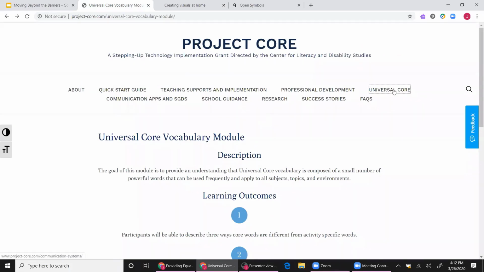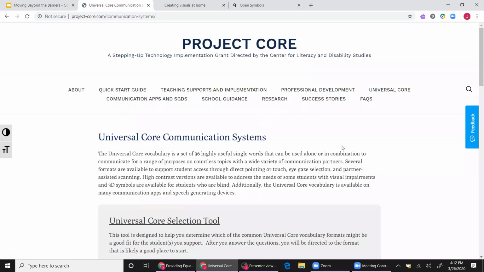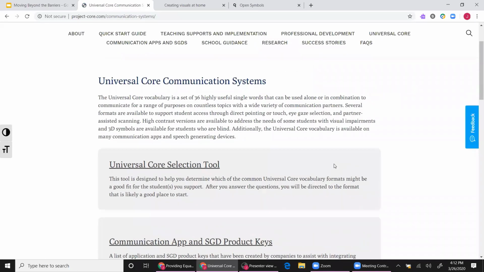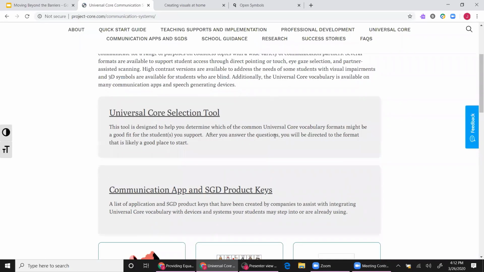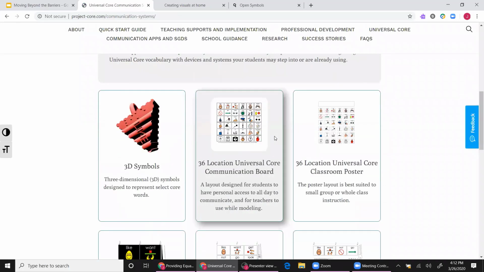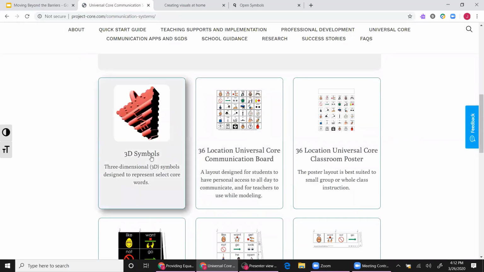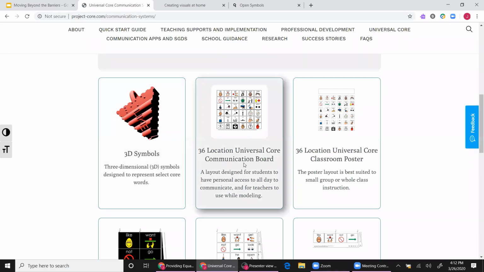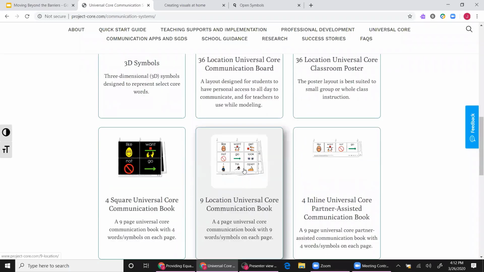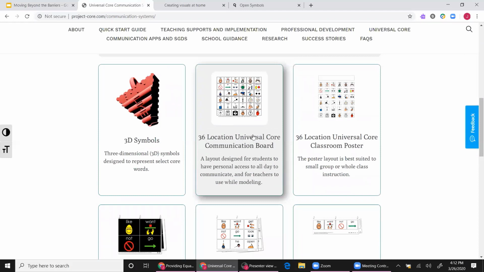If we look at the Universal Core tab, they have a Universal Core selection tool to help you determine which format to use. They have 3D printed symbols. In our district, we work with our technology education or tech ed department, who has access to 3D printing, and they print these for us, and then we can give them to our students.